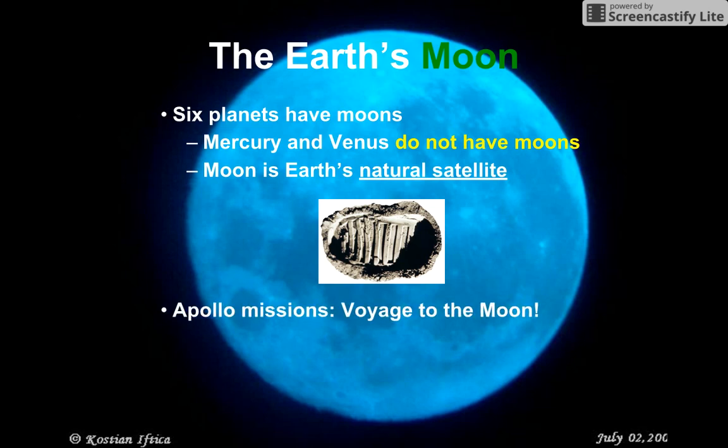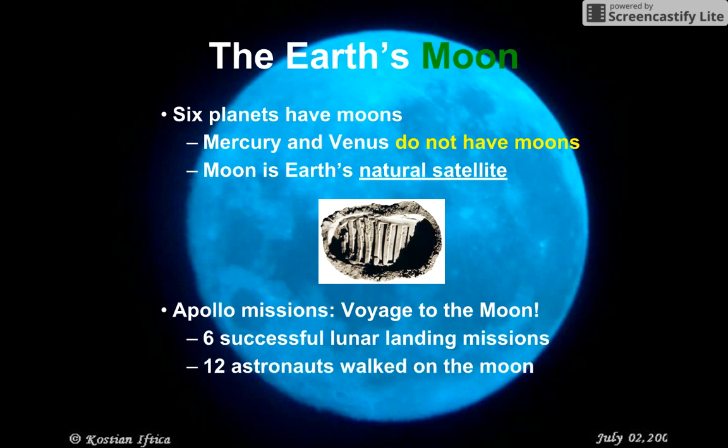The Apollo missions had one major focus, and that was to put an American on the moon. This turned out to be very successful because there were 6 lunar landing missions. Of those 6 missions, 2 astronauts from each mission walked on the moon. That means 6 times 2, 12 Americans have walked on the moon.